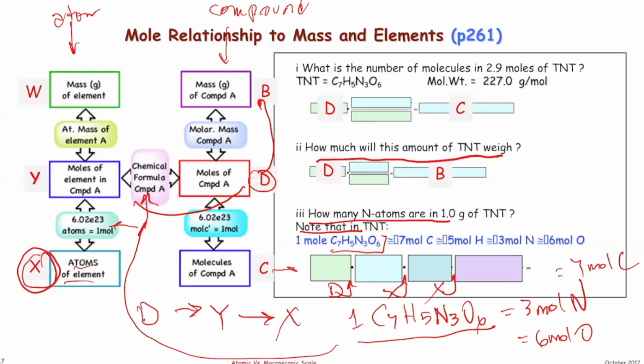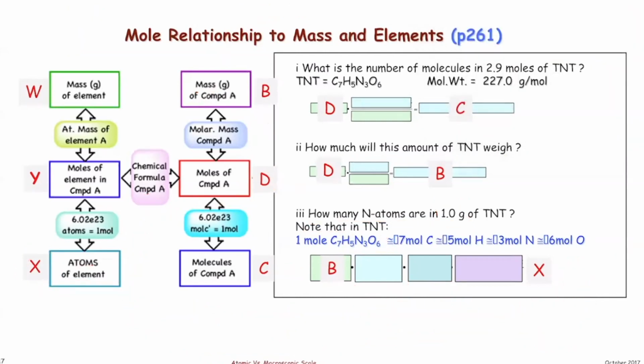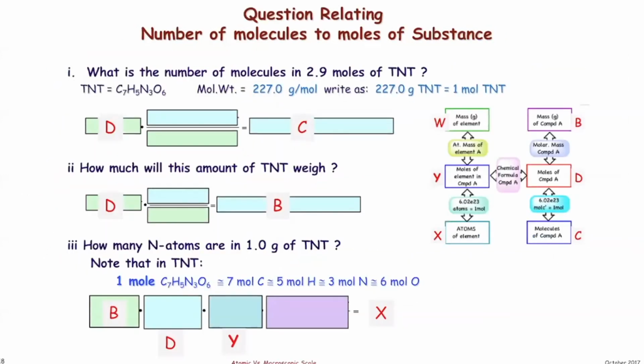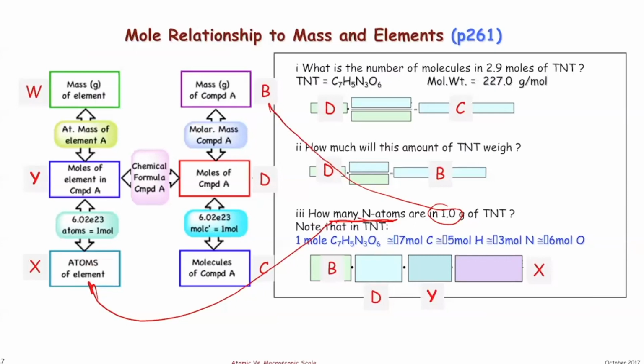So let's see how that plays out. Oh, I have 1 gram. I'm sorry, I have 1 gram, so I actually have to start over here. I forgot about that. Okay, so it's B to D. Let me clear this up for you. Okay, 1 gram is that. How many nitrogen atoms is that. So it's B to D, D to Y, Y to X. That's our path, okay?